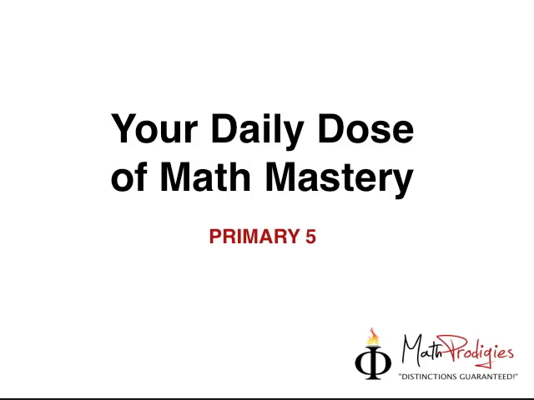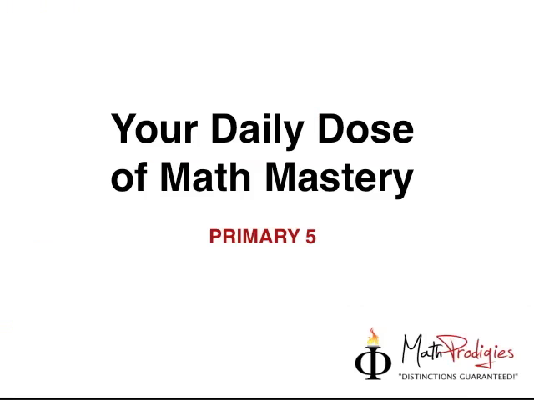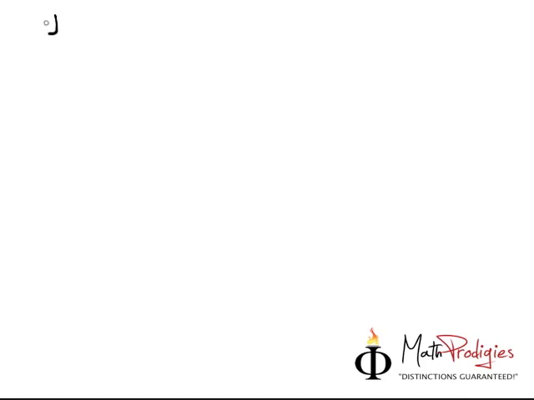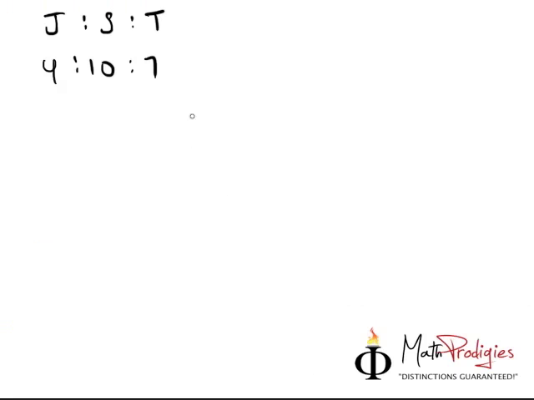Let's read the question first. The question says, the ratio of Jay's marbles to Sean's marbles to Tim's marbles was 4:7:10. So J is to S is to T is to 4:7:10. Let me write this down. J:S:T is 4:7:10. That's the ratio of the marbles.